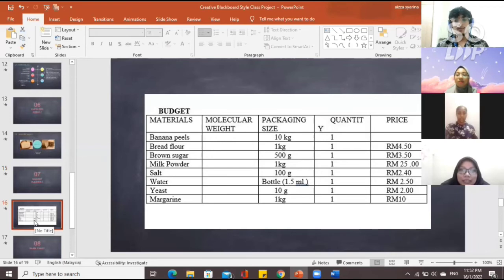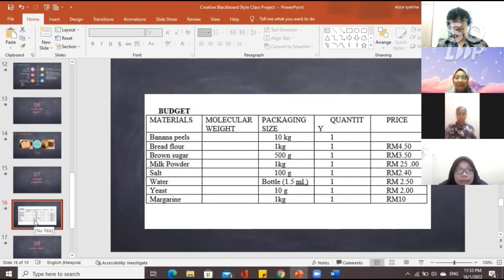As you can see, this is our budget for our product. We will use banana peel to produce the flour, and we can obtain it from a local farm in Seremban. Another material we will use is bread flour, which is priced at RM4.50 per 1 kilogram. The brown sugar, RM3.50 per 500 gram. For milk powder, we will use Dutch Lady brand milk powder. The price is RM25 per 1 kilogram.